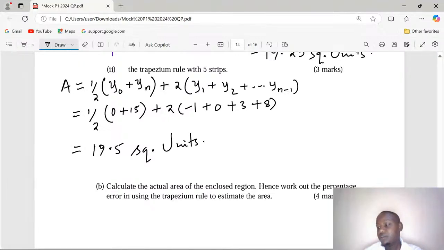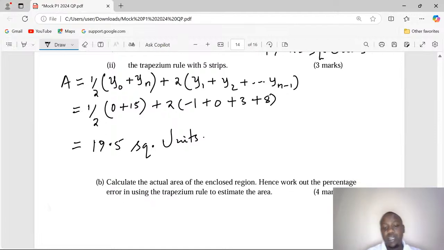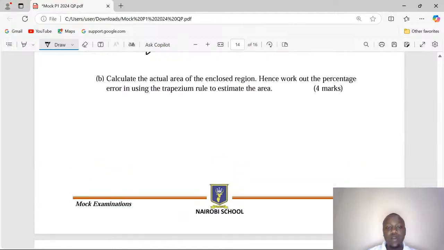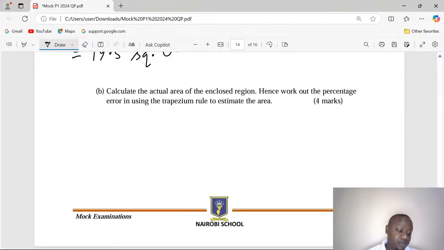19.5 square units. Then another critical area is now part B. Calculate the actual area of the enclosed region. Hence, work out the percentage error in using the trapezium rule to estimate the area. Actual area is usually calculated using integration.